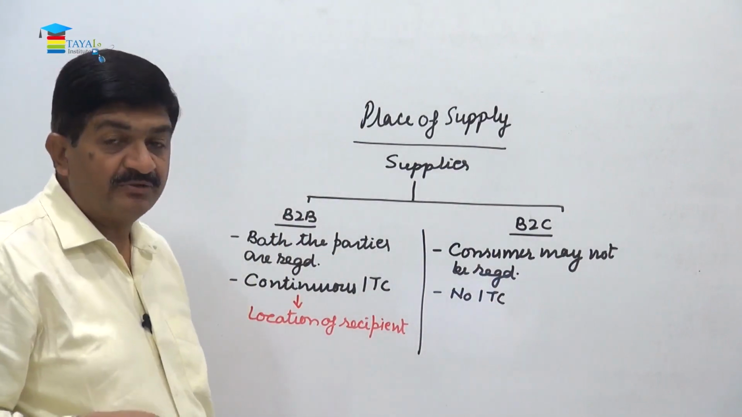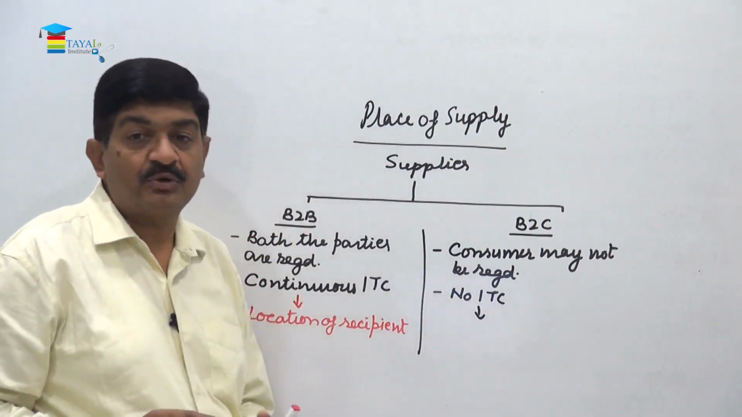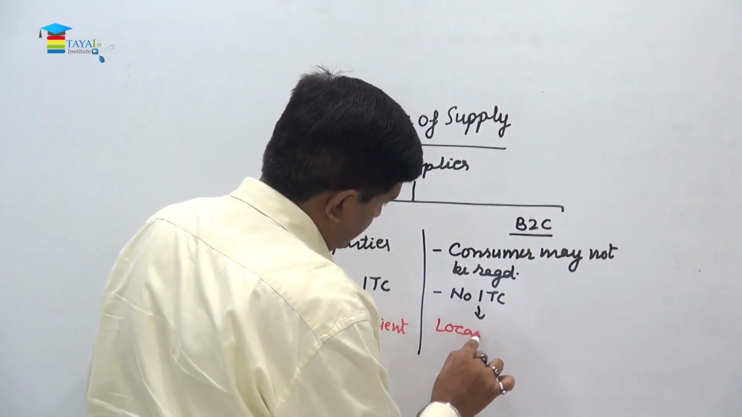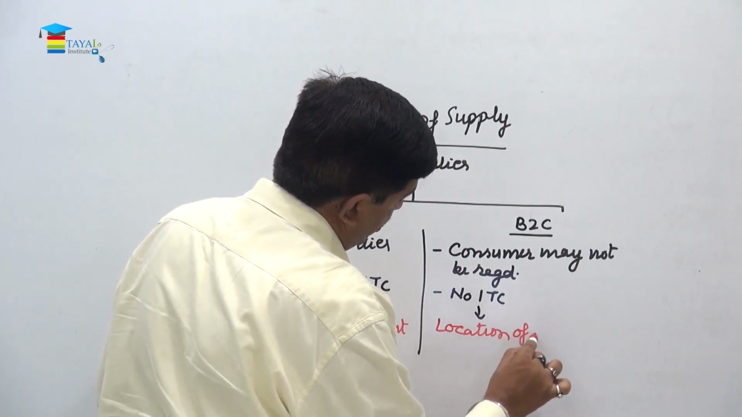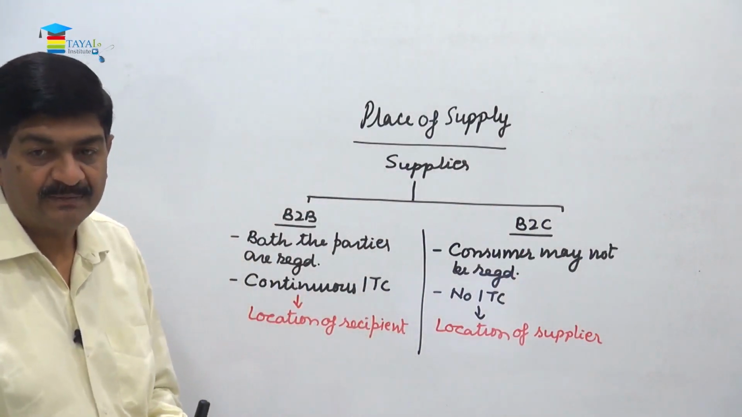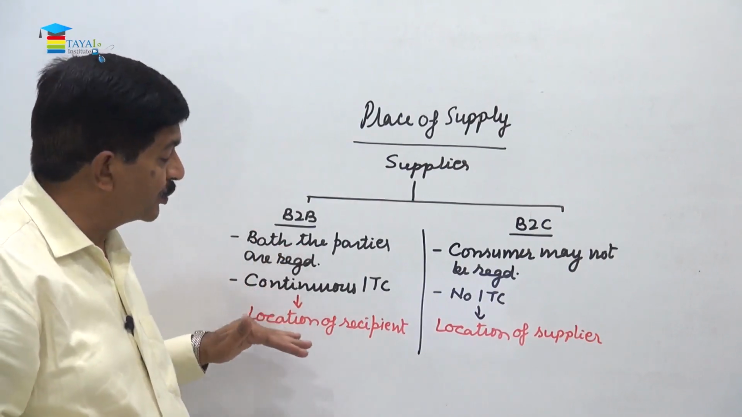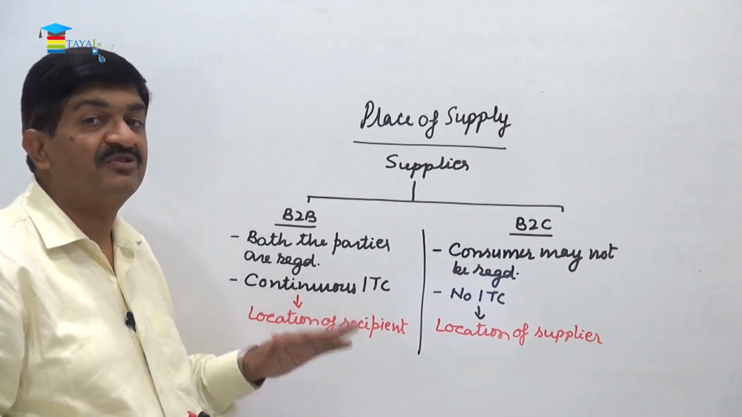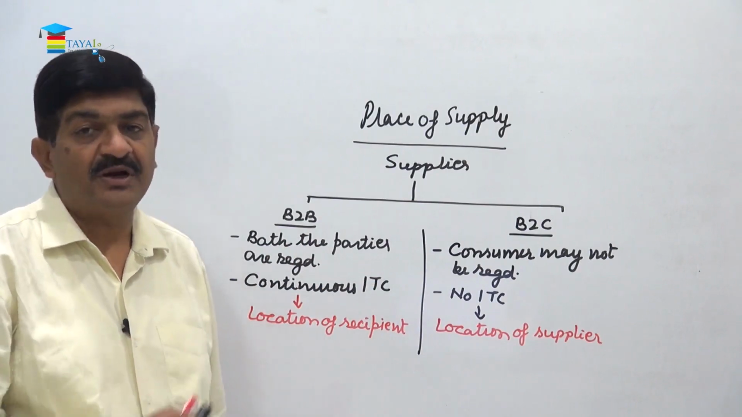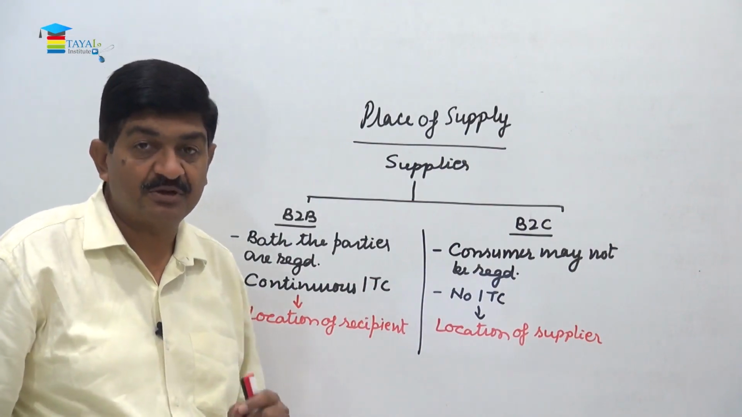And how to have all the particulars about the customer. So in these cases, generally the location of supplier becomes the place of supply, right? So this is just a brief. If it is B2B supply, the location of recipient is generally the place of supply, and when it is B2C supply, it is the location of the supplier which is called the place of supply. So this will help you to understand the entire chapter thoroughly.